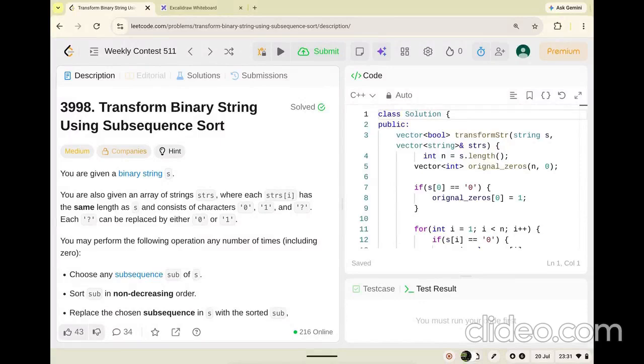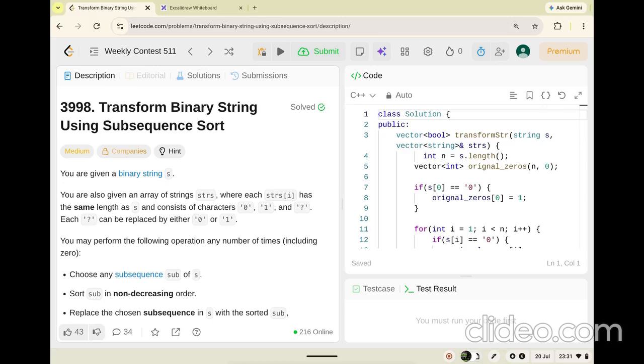A beautiful problem. The problem goes by the name transform binary string using subsequent sort. So this is a greedy based problem and a bit of prefix sum as well. Not that much of a prefix sum, but this problem is definitely a greedy problem for sure. So let's read the problem statement and try to understand it.